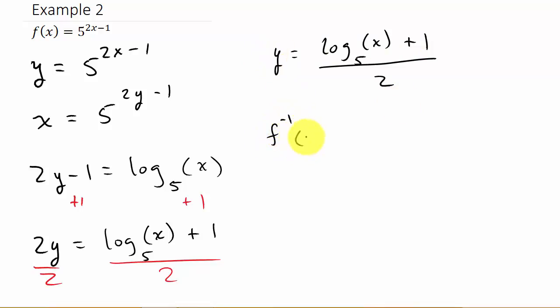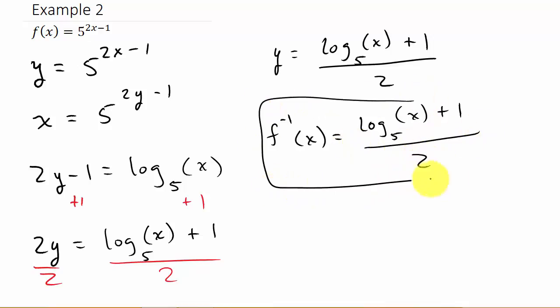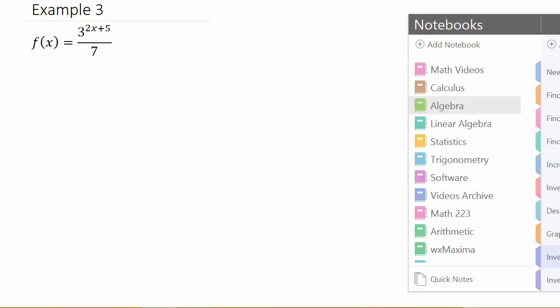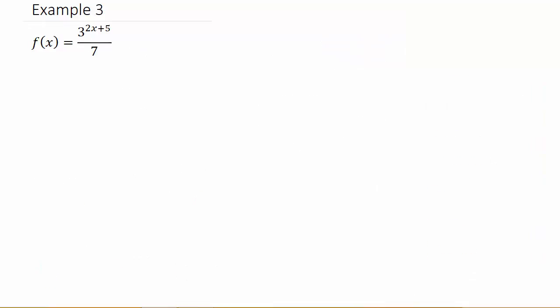So I take the y and I change it to the f inverse symbol, and I get log x base 5 plus 1 over 2. And that is my inverse. All right, we got 2 more to go. All right, let's look at this one.